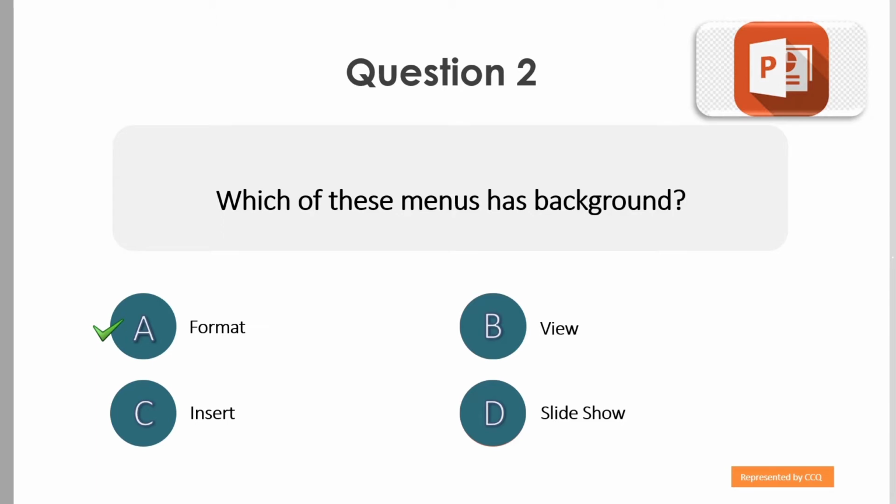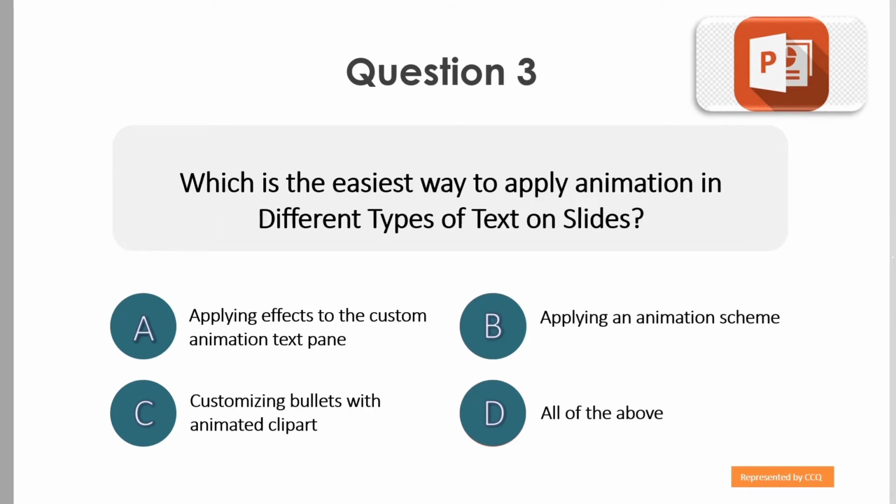Okay. So move on. The next question is 3. Which is the easiest way to apply animation in different type of text on slides?